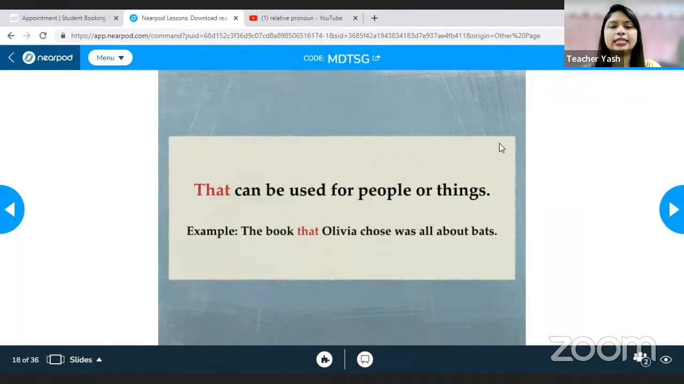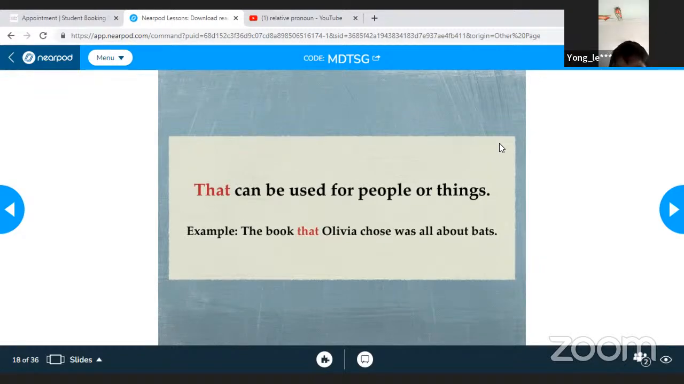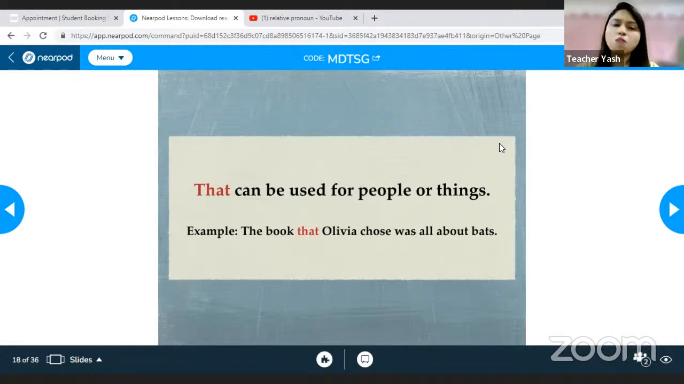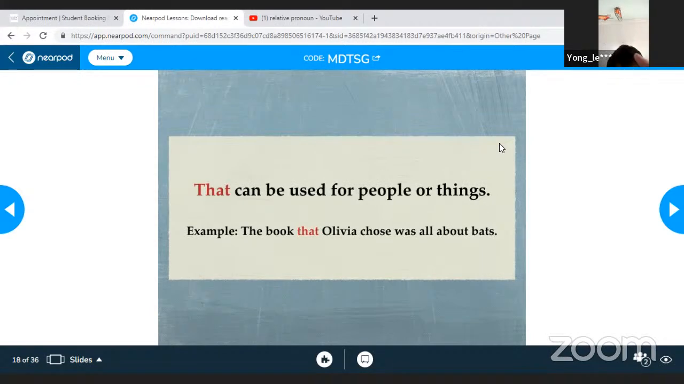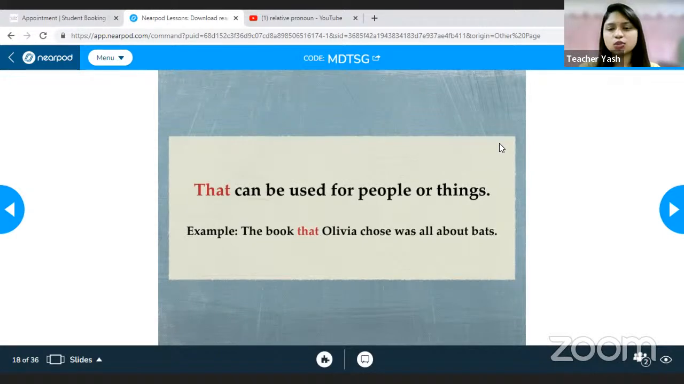Okay, then next is that. That can be used for people or things. Example, the book that Olivia chose was all about bats. That is very easy. You can use it for all: things, people, animals, ideas, all.